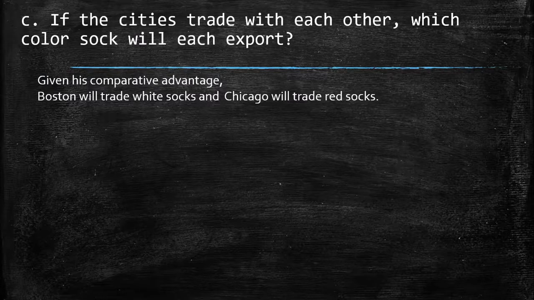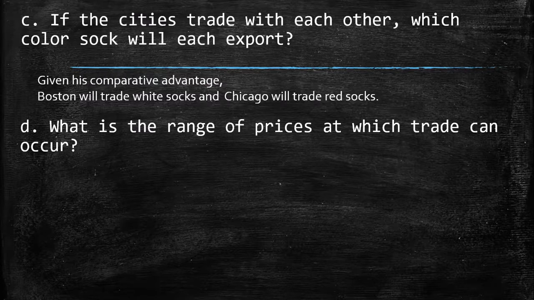So given again the comparative advantage, remember that the country with the comparative advantage is going to produce this good more than the other. So given this comparative advantage, Boston will trade White Sox and Chicago will trade Red Sox. What is the range of prices at which trade can occur?